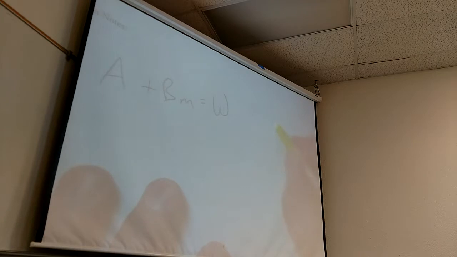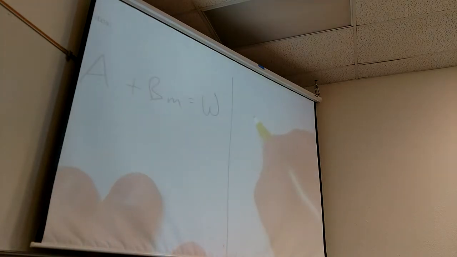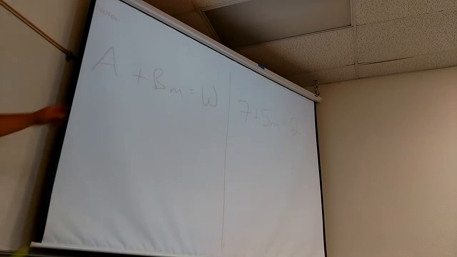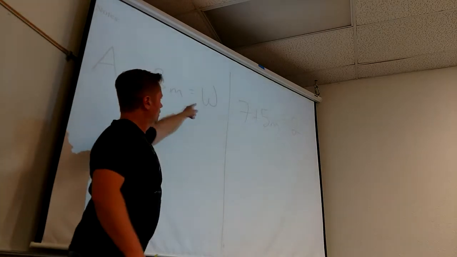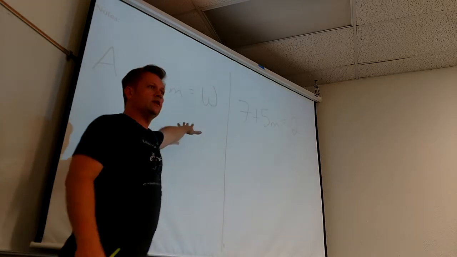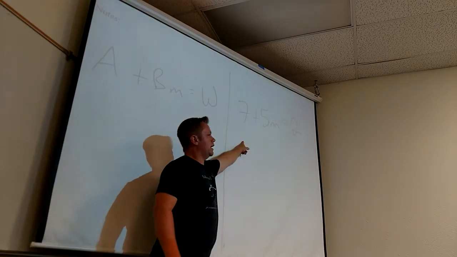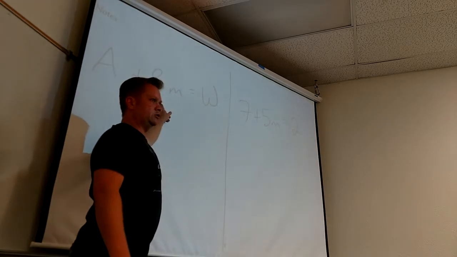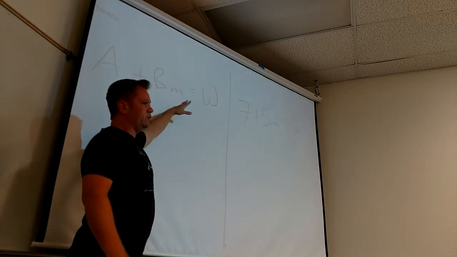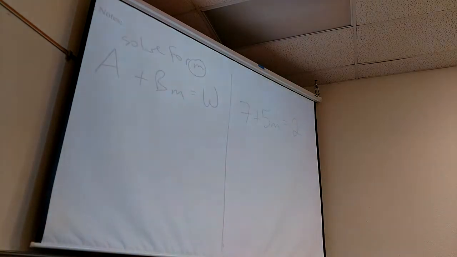Now, can somebody tell me how these two are really the same thing? 7 plus 5M equals what, Jeff? I don't know, 2. Do you guys see how those are the same equation functionally? I mean, if I let A be 7 and B be 5 and W be 2, those are the same. So the steps you would use to solve that equation for M is the same steps you would use to solve this equation for M. How do you know it's M you're solving for? I'd have to tell you. So that's my bad. Solve for M. There you go, Jeff. Get M by itself.